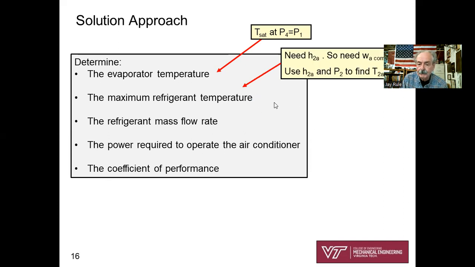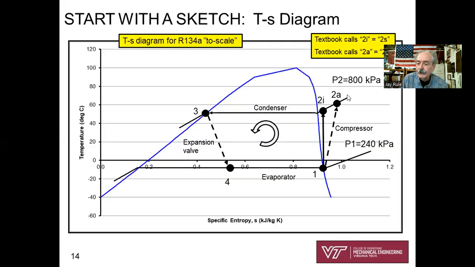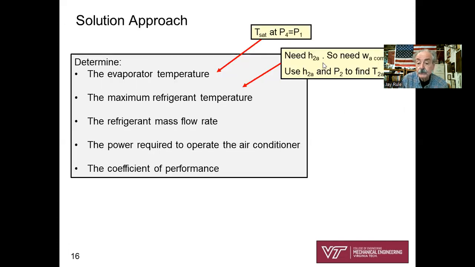The maximum refrigerant temperature. It says we need 2a, need h2a. Let's go back a couple of slides. The maximum refrigerant temperature. Okay, that's the beauty of drawing this T-S diagram. Where's the maximum temperature? There it is. There's the maximum temperature of the refrigerant, state 2a. So I'll need h2a, okay? Well, in order to get h2a, I'm going to need W actual in kilojoules per kilogram, the actual work needed to drive the compressor. And then we'll use the first law to get h2a. We know P2, that gives us two independent properties. And so we'll back solve, we'll interpolate for T2 actual.